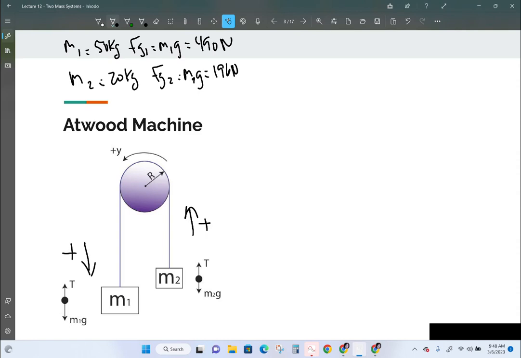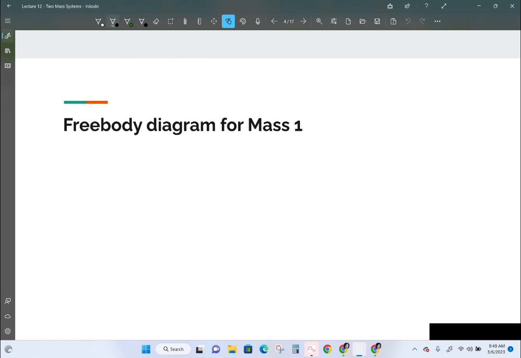Both of them have tension and weight, but notice that I'm designating one as M1G and one as M2G just to distinguish between the two weights. So they only have two forces acting on them, but when we add them up to write the net force equation, we're going to make sure that we add the vectors taking into account the direction system for each mass. So the next thing we're going to do is isolate each mass.